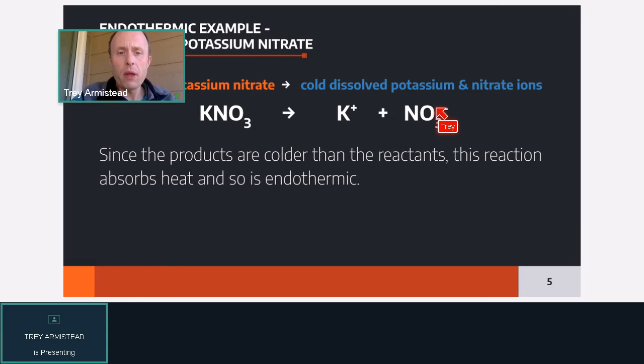Now, if we did this reversed, if we took potassium nitrate, even some warm potassium nitrate, and put that in water, it would decompose. It would break down into K+ ions and NO3- ions. So it breaks up into these two parts in this chemical reaction. But it gets colder. We start with warm potassium nitrate and end up with cold dissolved potassium and nitrate ions. And since these products are colder than the reactants, we consider this to be an endothermic reaction.